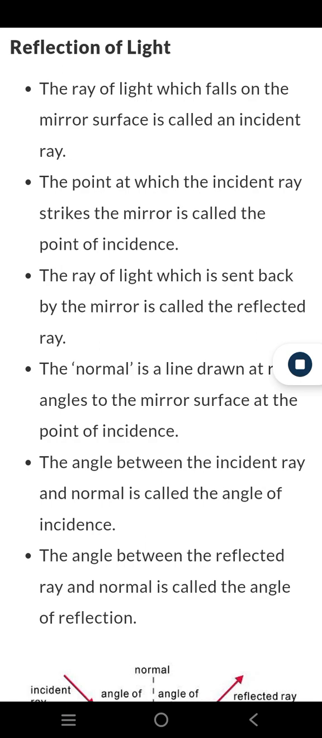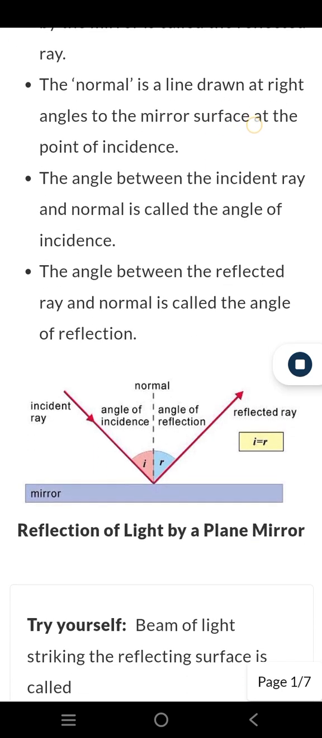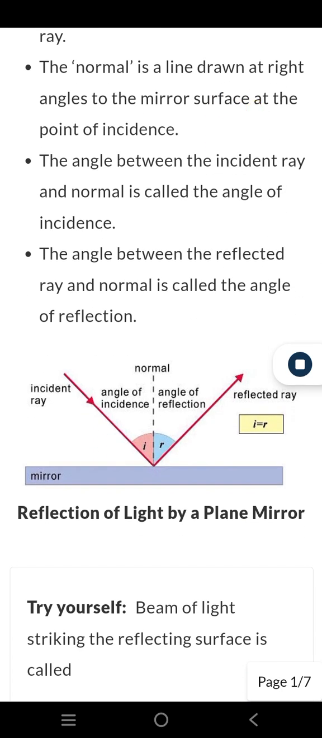The angle between the incident ray and normal is called the angle of incidence. The angle between the reflected ray and normal is called the angle of reflection. Reflection of light by a plane mirror.